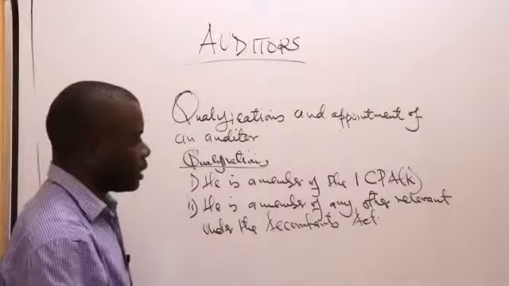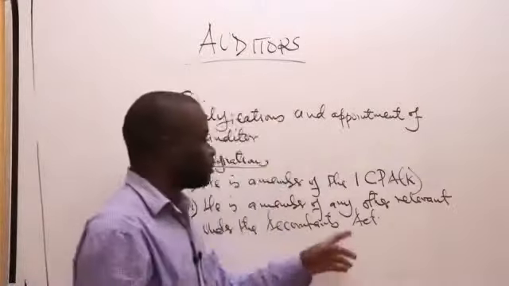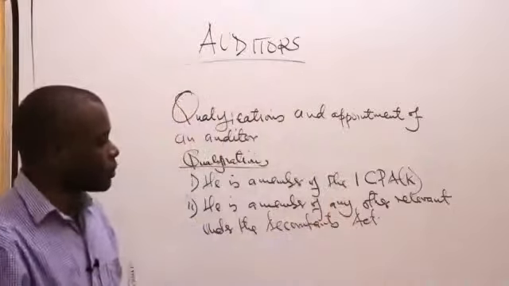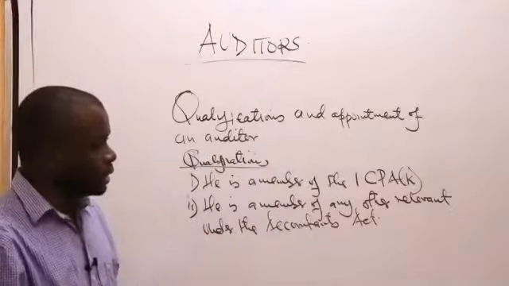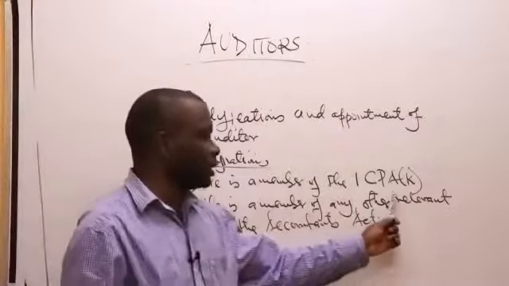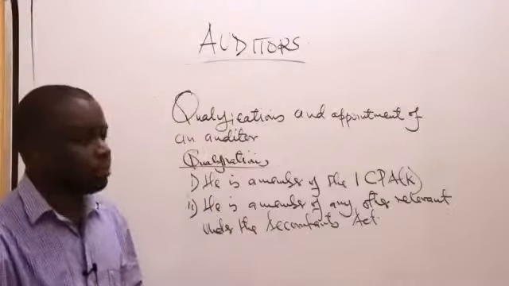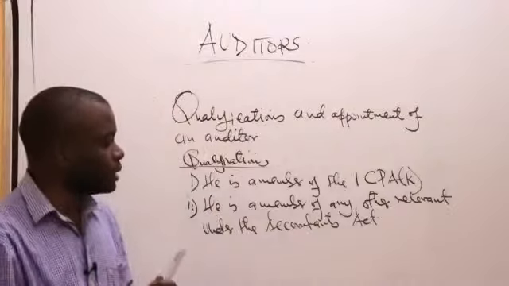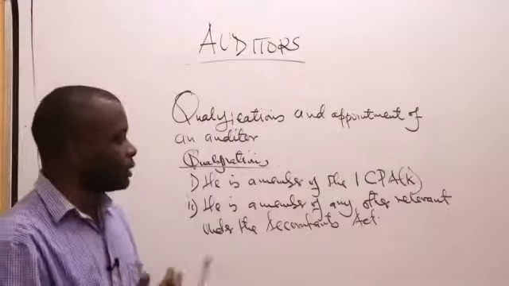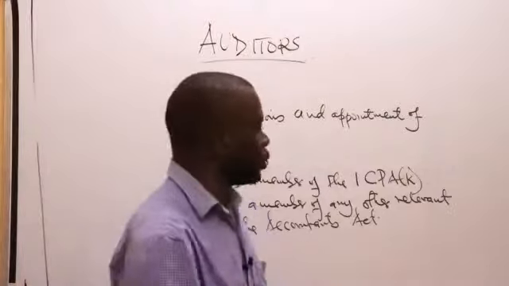So it is mandatory for any person being appointed as an auditor of a company that he is a member of this particular body known as the Institute of Certified Public Accountants of Kenya. So how do you become a member of this particular body? You must have done the CPA exam up to final level. Then of course you can be admitted as a member. If you practice for a certain period of time, then you'll be certified to provide auditing services to any person.